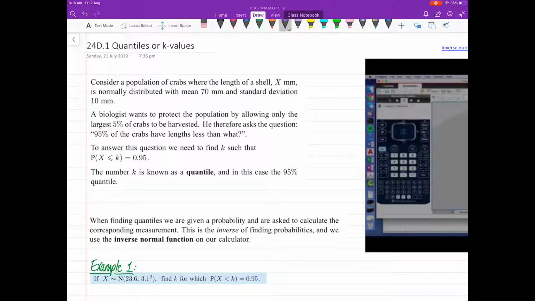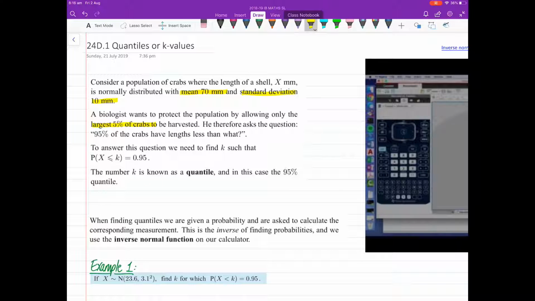So let's consider a population of crabs where the length of a shell is X millimeters, and it's normally distributed with a mean of 70 millimeters and a standard deviation of 10 millimeters. A biologist wants to protect the population by allowing only the largest 5% of crabs to be harvested. So anything less than that is not allowed to be harvested. He therefore asks the question, 95% of the crabs have lengths less than what?